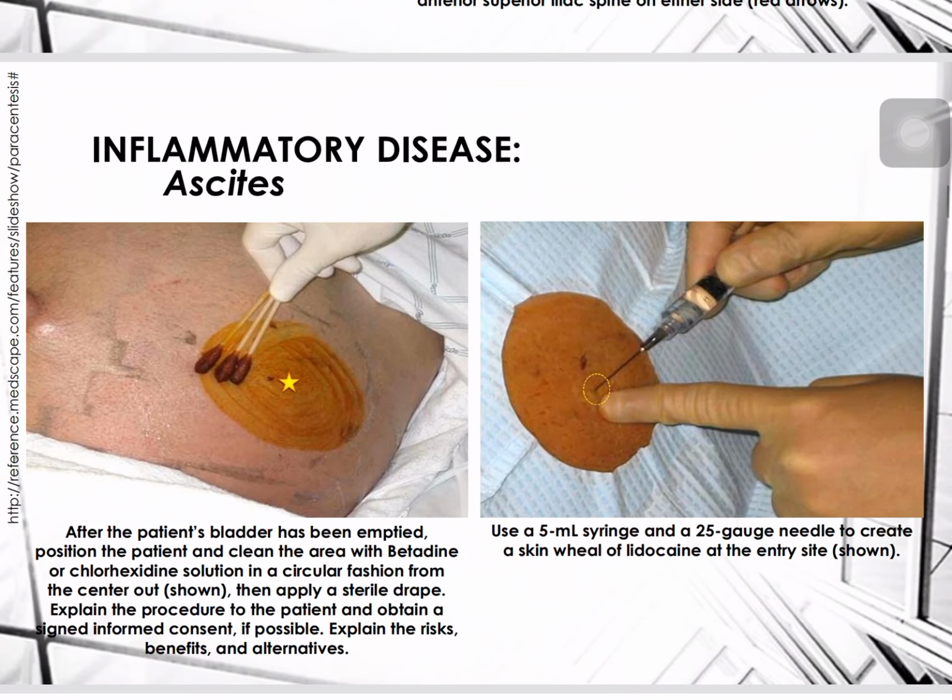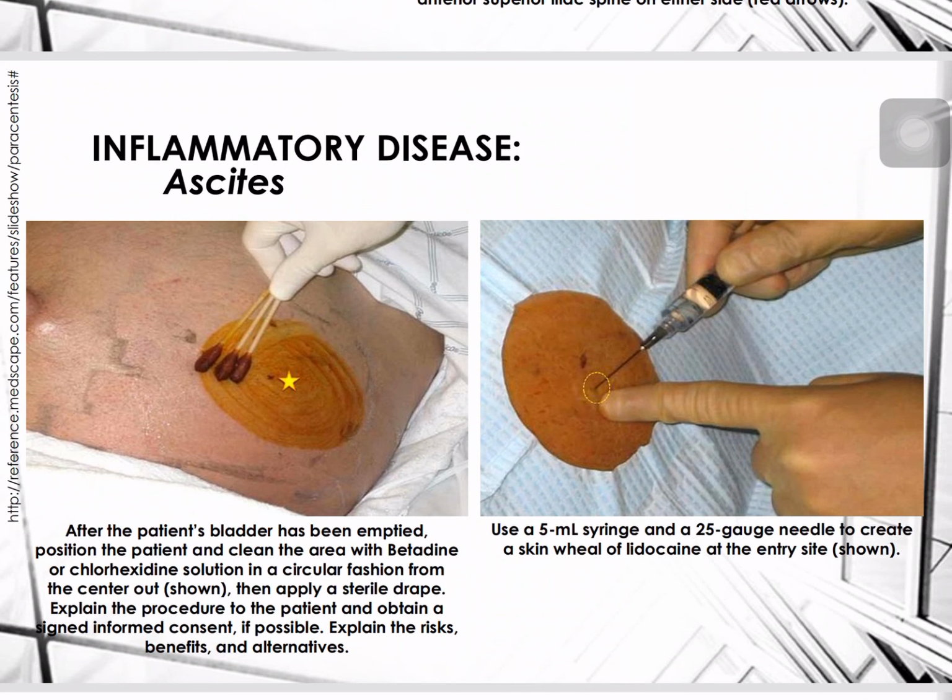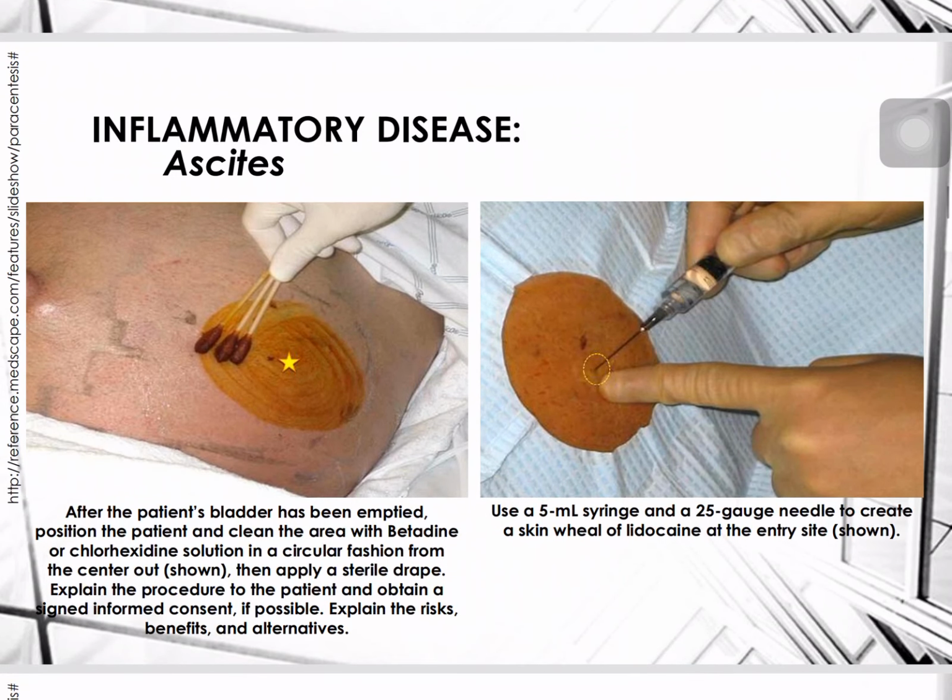Patients with ascites generally complain of nonspecific abdominal pain and dyspnea. Medical treatment of ascites includes bed rest, dietary restrictions of sodium, use of diuretics to avoid excess fluid accumulation, and treatment of the underlying cause. So here's the procedure of how to perform paracentesis.